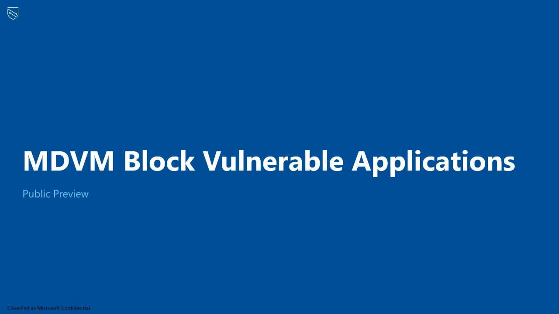So next up, we're going to cover MDVM application block. So in terms of application block, this is another public preview feature, and block vulnerable applications essentially helps organizations ensure that they're not running vulnerable versions of software on their devices. So this one ties in really nicely with the software usage insights feature, because you can get an understanding first of how much usage those applications are getting before you make the decision to go ahead and block or warn against usage of those applications.